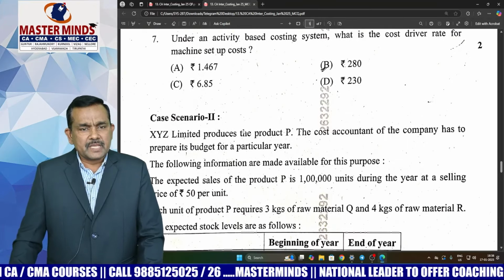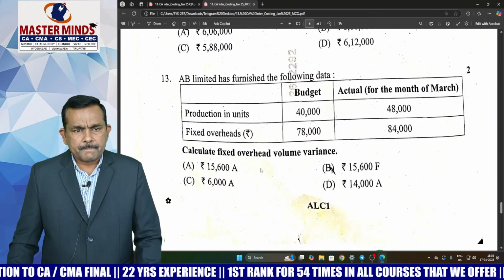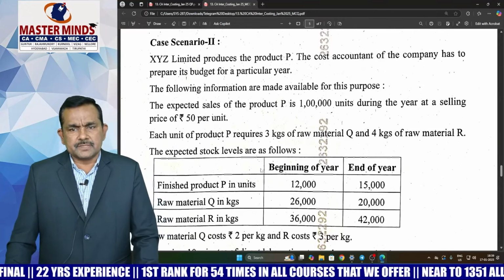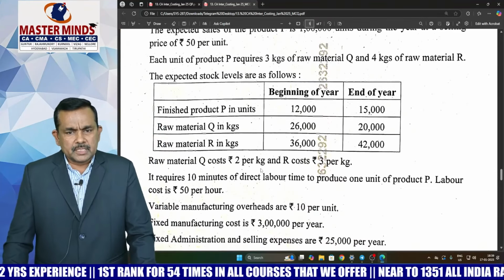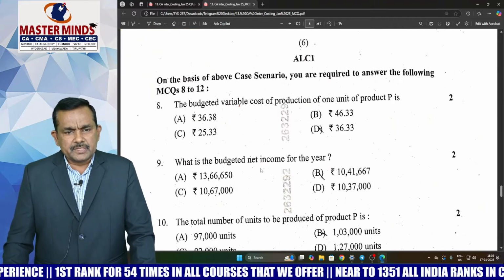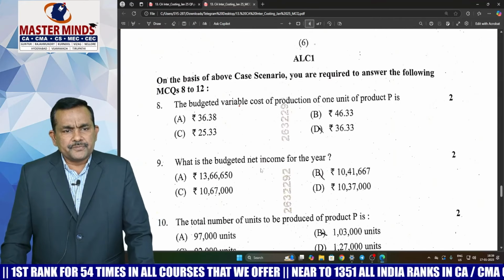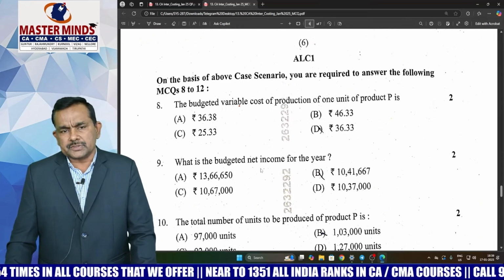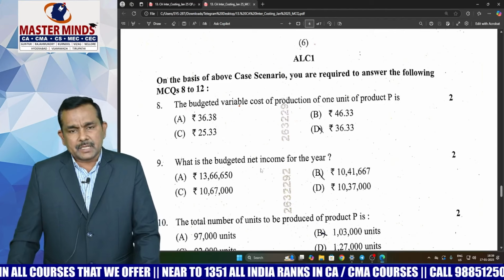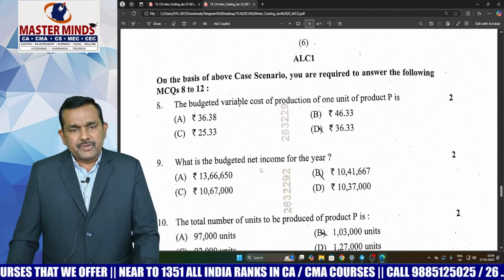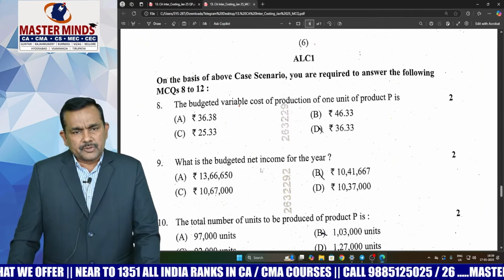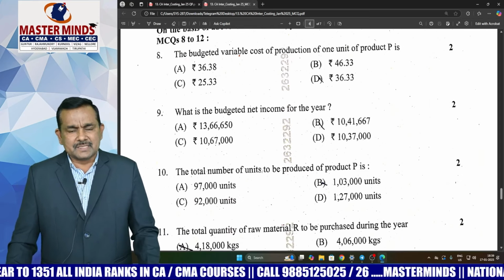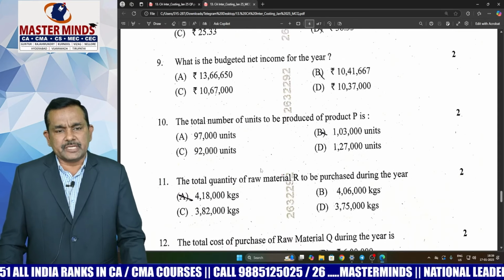Next, case scenario 2, sir. This question relates to budget and budgetary control, sir. So this is also a very easy question, sir. The budgeted variable cost of production of 1 unit of product P includes material cost, labor cost, next variable portion of overhead cost, add them. Next, what is the budgeted net income for the year, sir? Sales less variable cost, contribution less fixed cost, we get profit, sir.